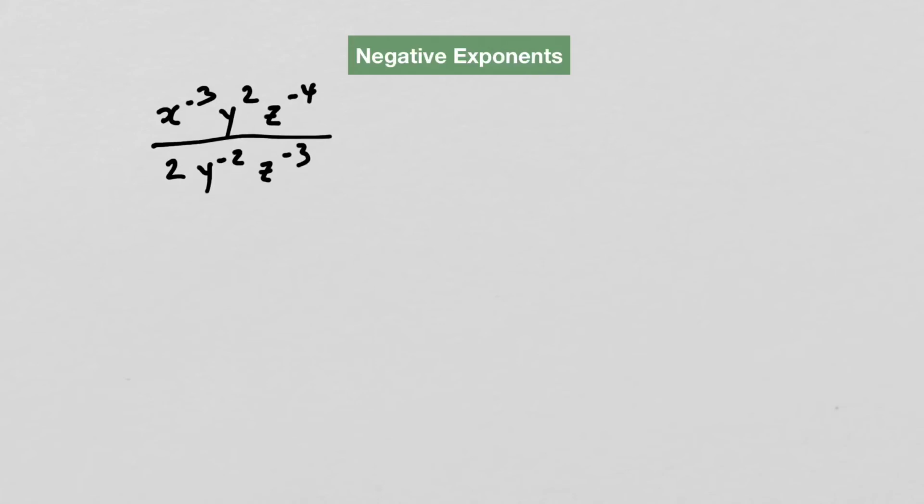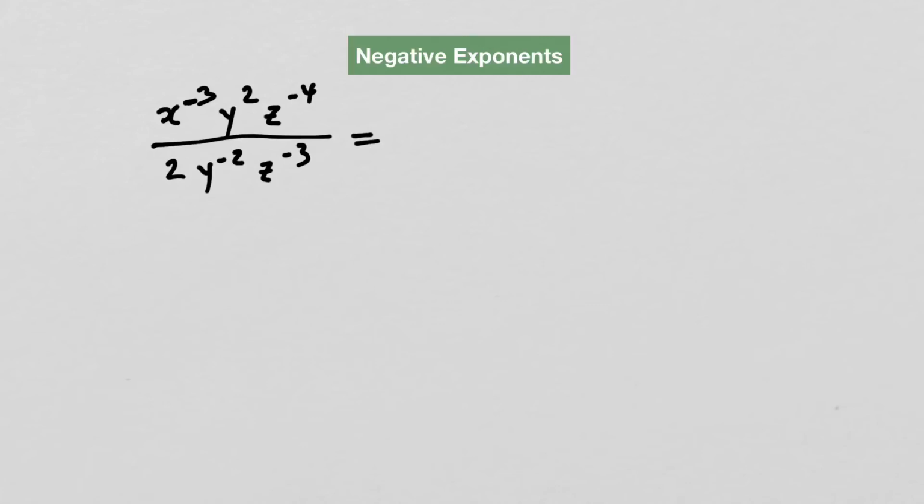Okay, so we're going to be moving a lot of components around. So wherever there's a negative, okay, a negative power, we're going to move either up or down. So if it's at the top, we're going to move it down. If it's at the bottom, we're going to move it to the top. Okay, so follow carefully.